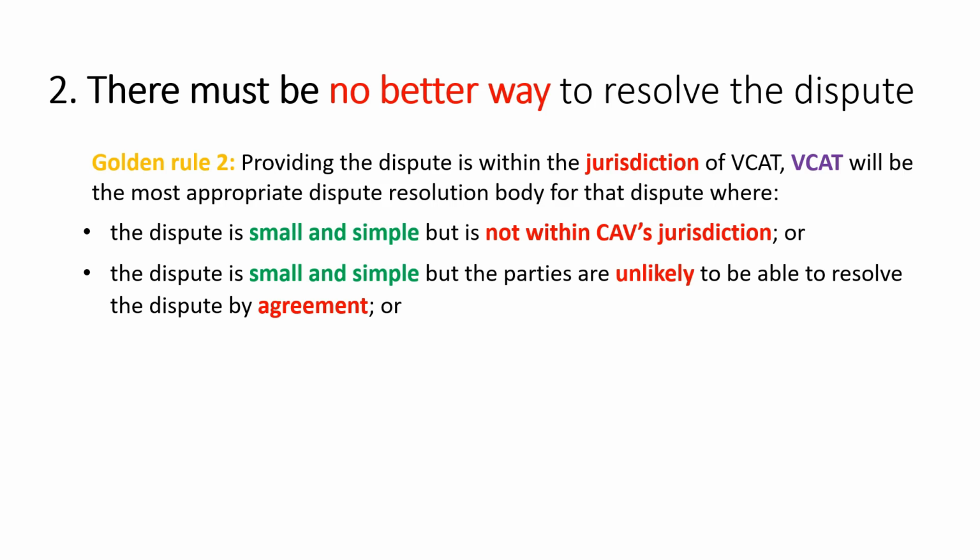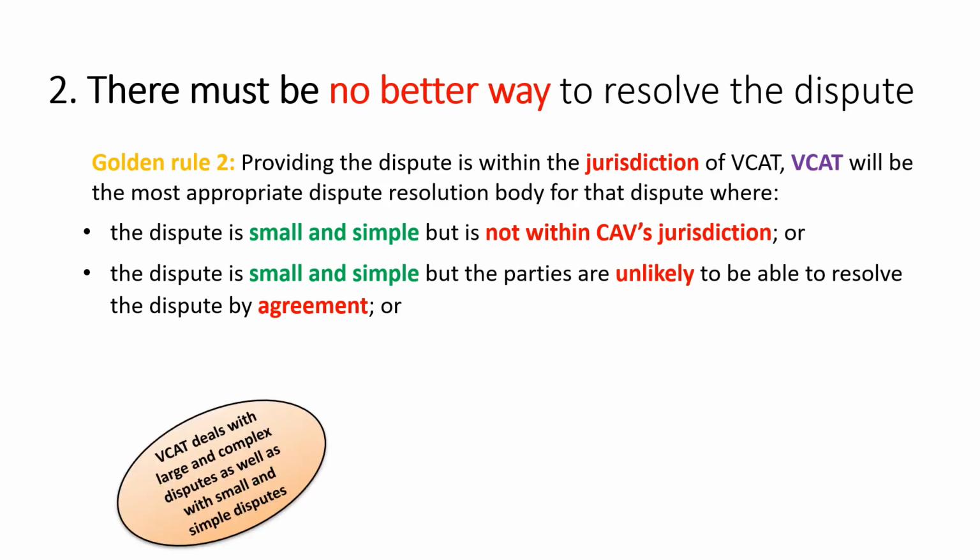The position with VCAT is very different. In this regard, it's very important to remember that VCAT doesn't just deal with small and simple disputes. On the contrary, it also deals with large and complex disputes. This is an important point that students often get wrong. This brings us to the third limb of the second golden rule.